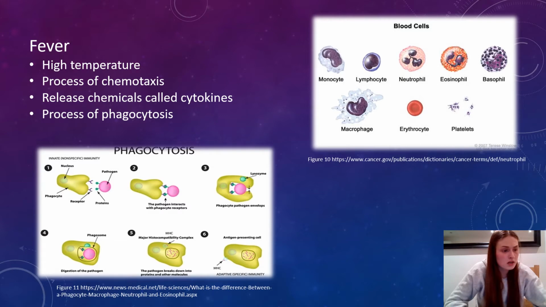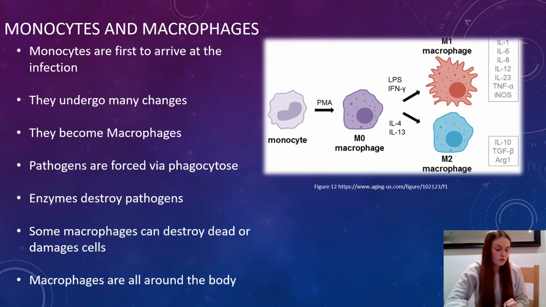Cytokines can cause a cascade reaction. They stimulate the production and release of more cytokines, and there are different types of cytokines which target the different immune cells within our body. So moving on to monocytes and macrophages.